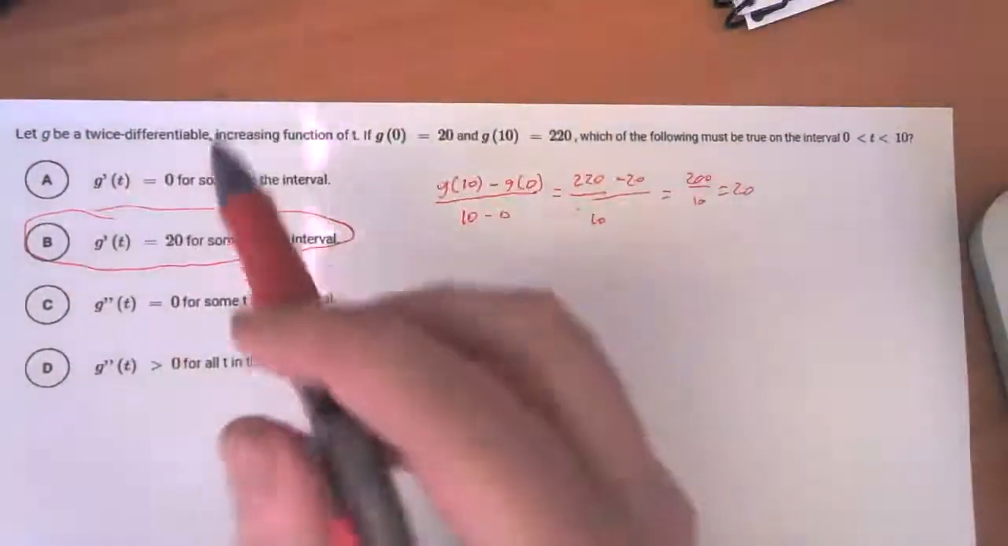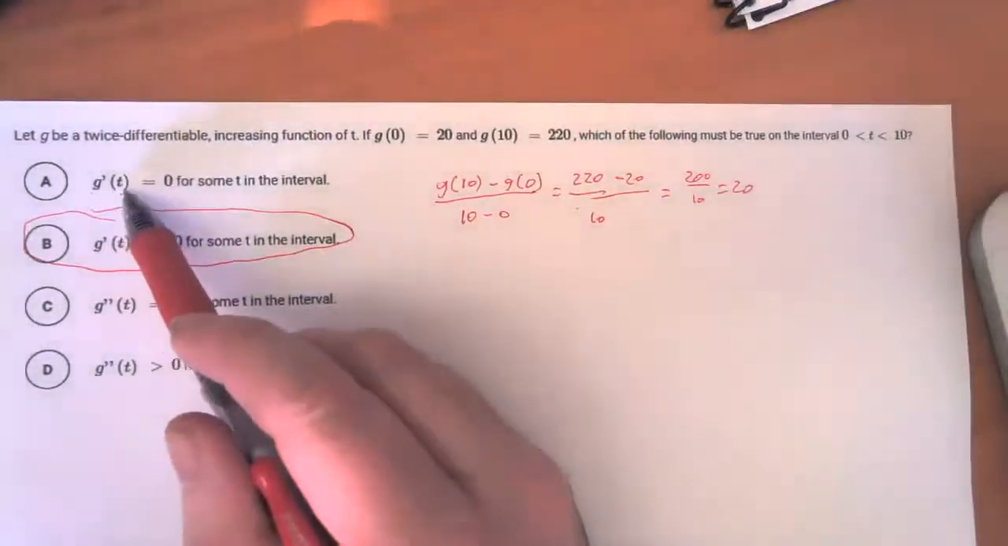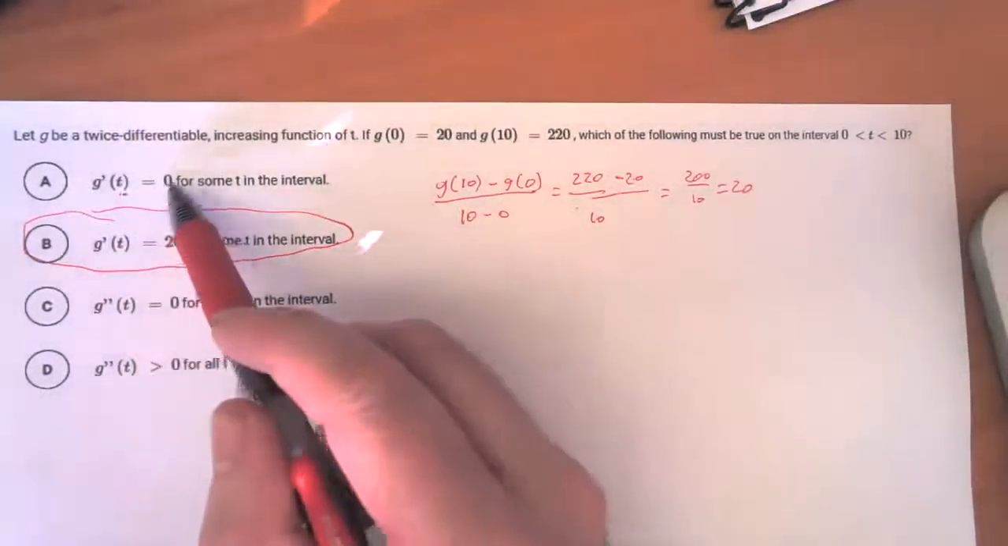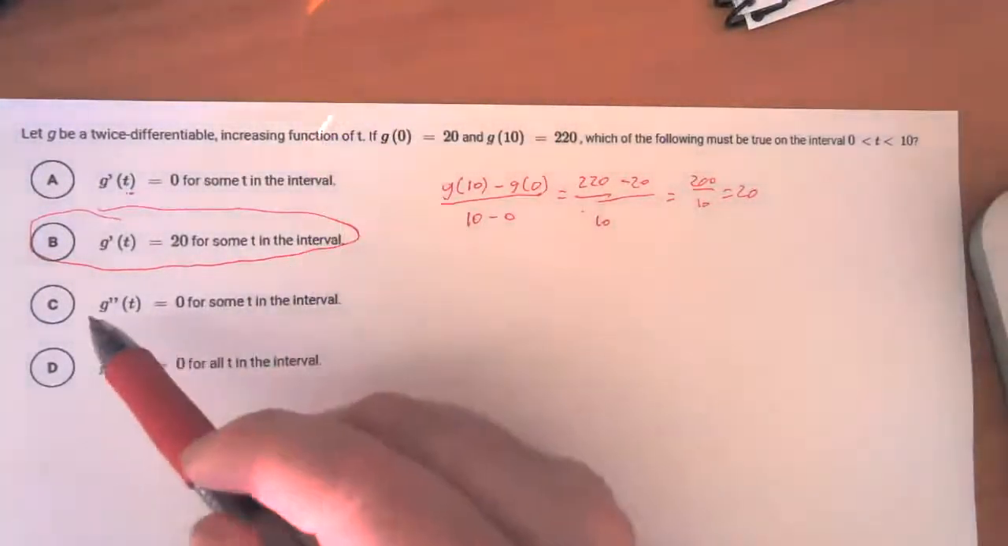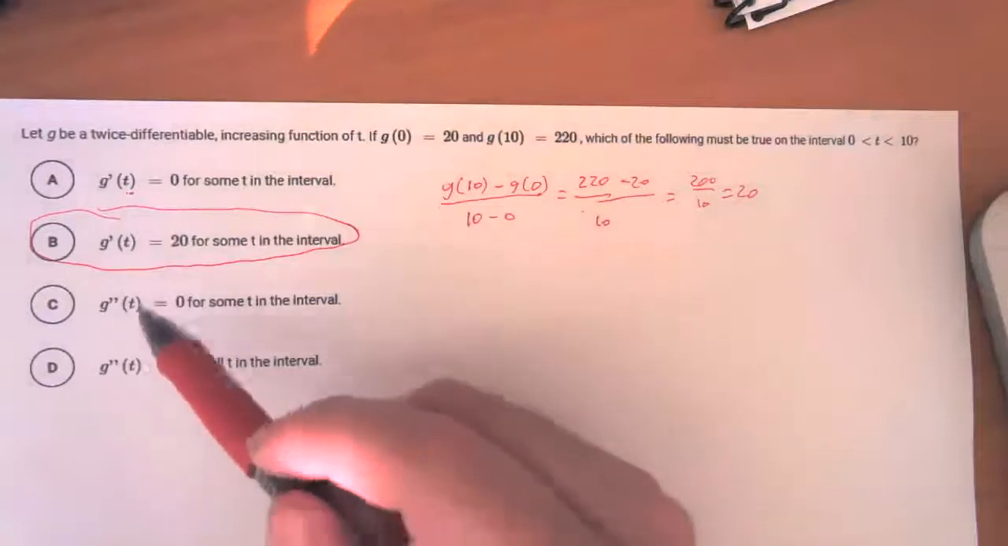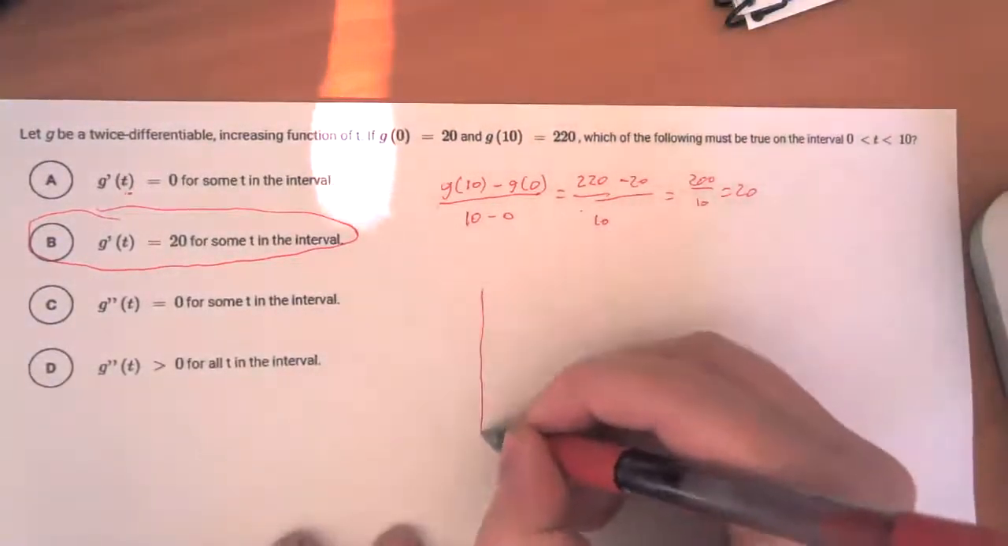All right, so this option says that g prime, the slope of this function, is 0 at some point in the interval. We don't know if that's true or not. And the third and fourth options are both talking about the second derivative. And so let's just take a look at a few different graphs.